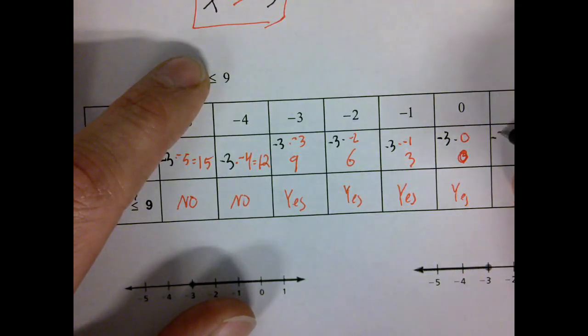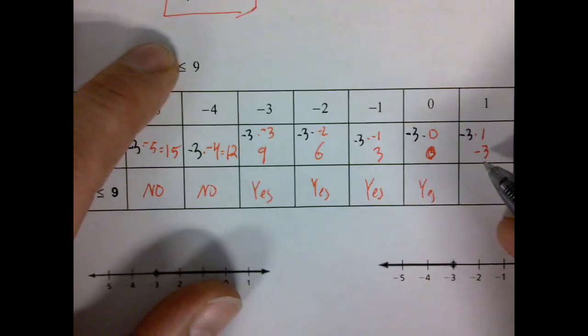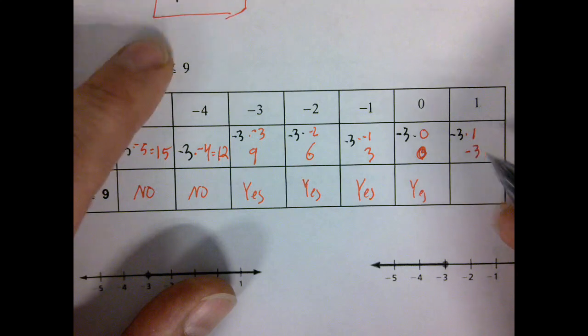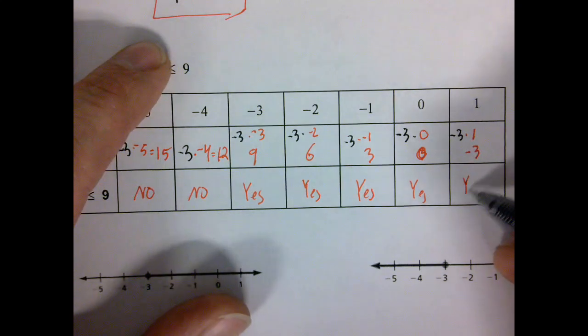And then a negative 3 times this x value of a positive 1. They do not have the same sign, so we have a negative 3. And is negative 3 less than 9? Is negative 3 colder than a positive 9? Yes.